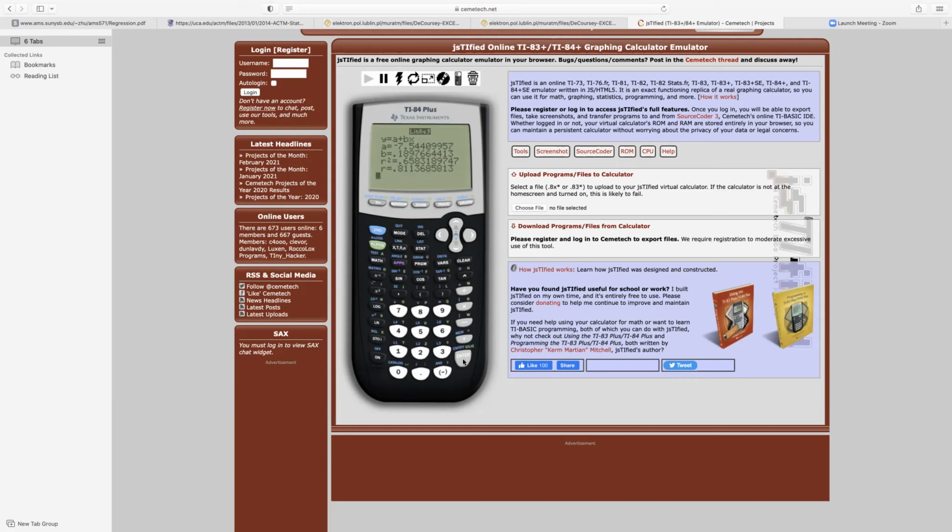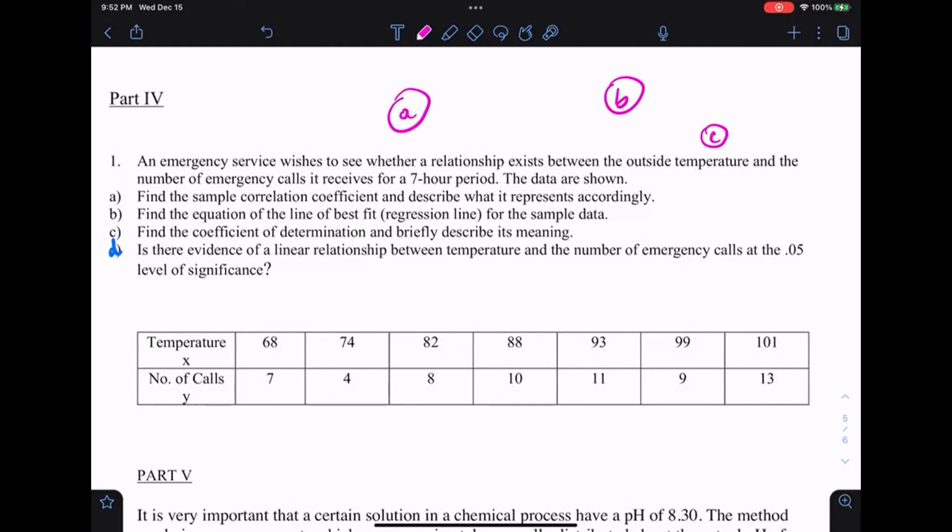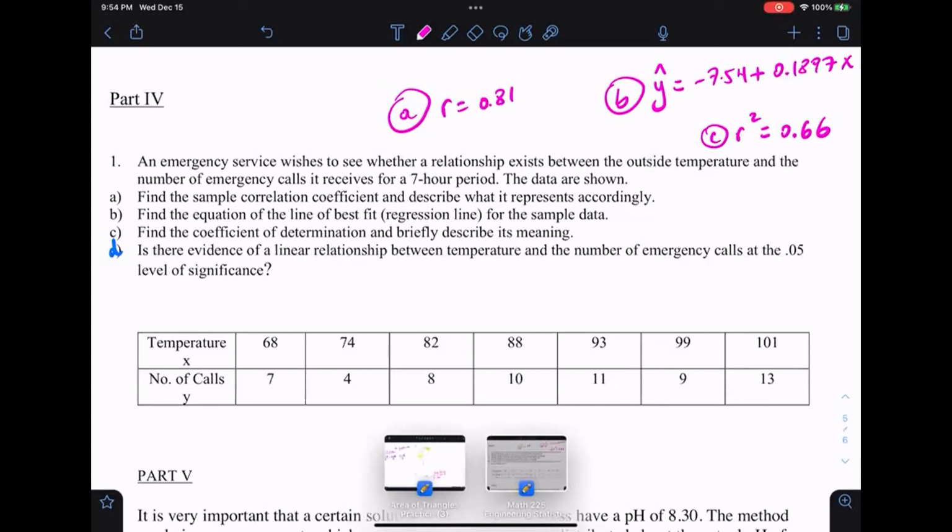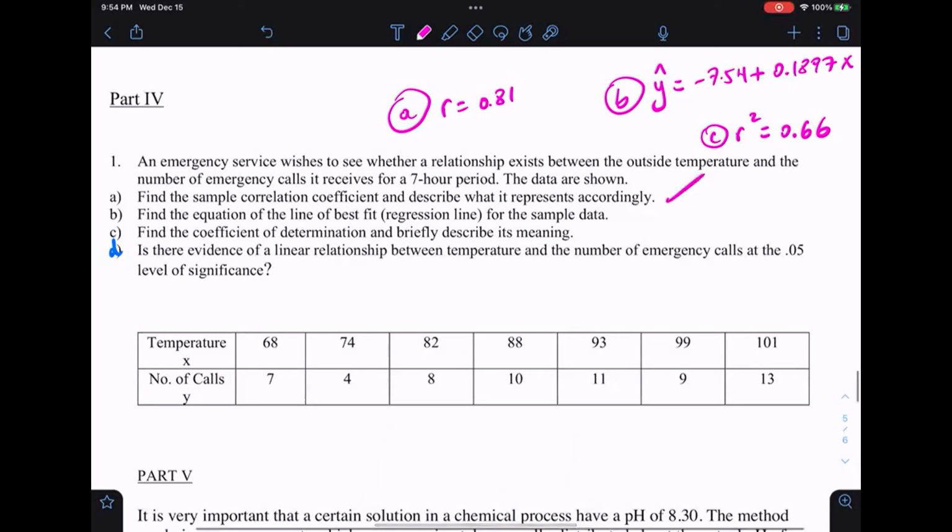And part C, they're asking you to find the coefficient of determination. That's just R squared. R squared here is 0.66. So now that I have that, I can go back to the slide. So far we have the sample correlation coefficient, 0.81. What it represents is the correlation between these two variables, X and Y. So I just explained to you what that represents.